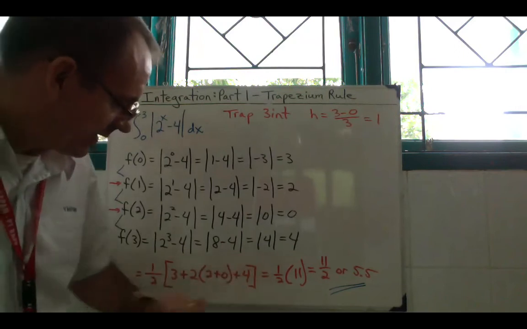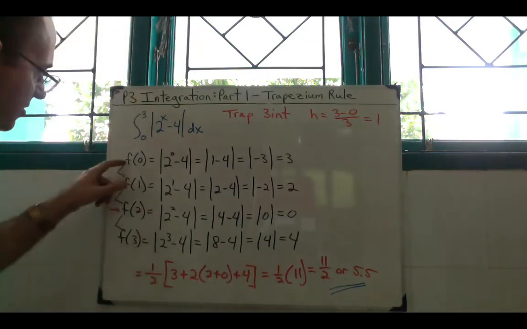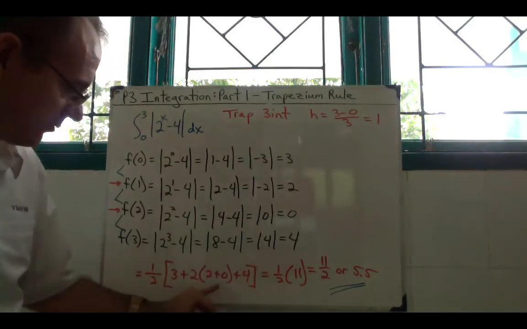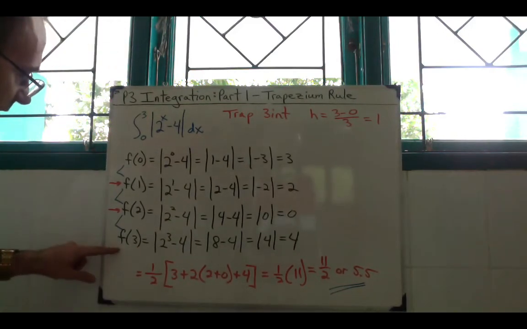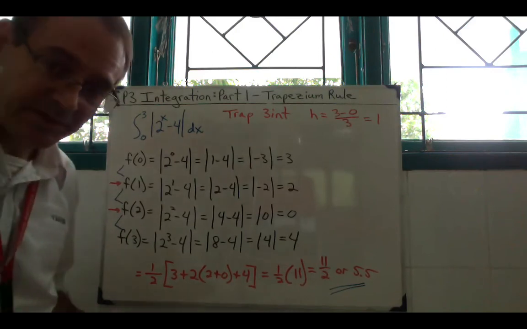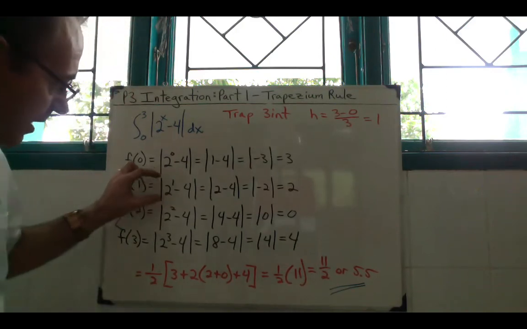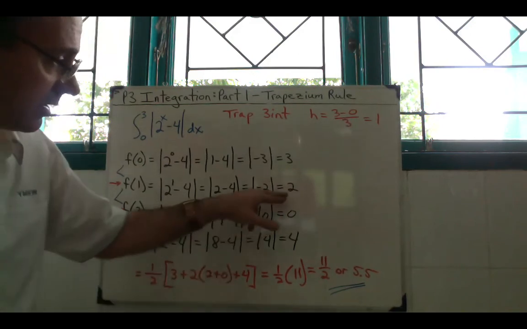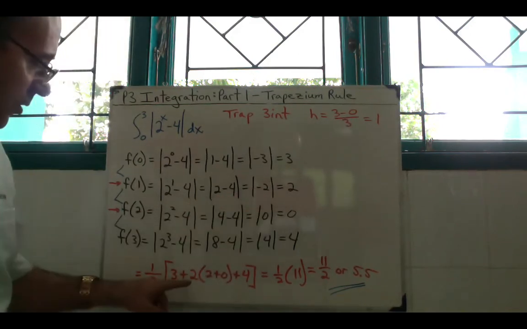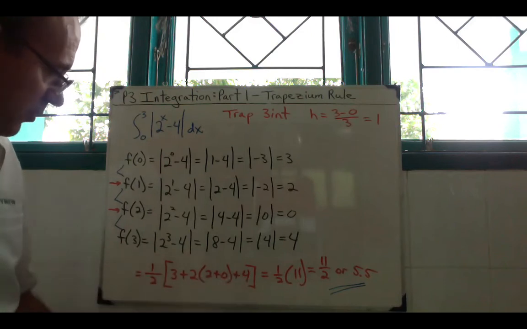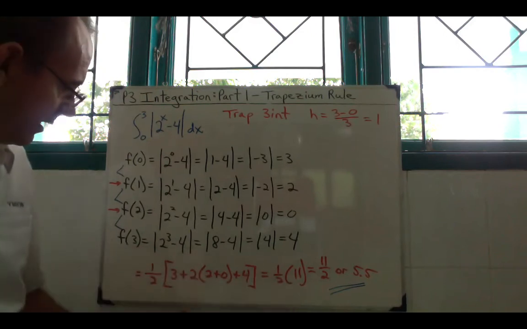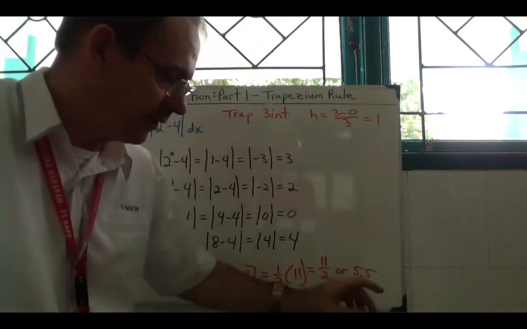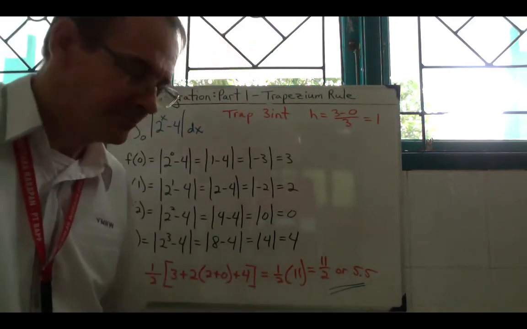Then we need to add up the bases. The first base and the last base are only counted once. They're only on one trapezium. The middle bases are counted twice. So 2 times the 2 and the 0. So 2 times 2 is 4, plus 4 is 8, plus 3 is 11. So we get 1/2 of 11 is 11 halves, or you can put 5.5.